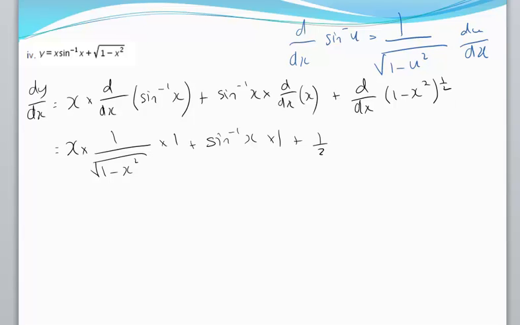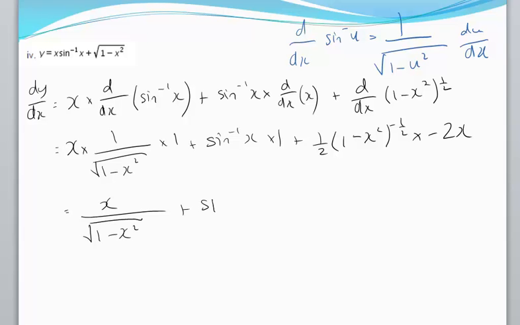a half, 1 minus x squared to the minus a half, multiplied by the derivative of 1 minus x squared, which is minus 2x. So we end up with x over the square root of 1 minus x squared, plus inverse sine of x. We'll just fix that so it looks more like a 1. So inverse sine of x, plus it's a half, so 1 at the top, 2 at the bottom, square root of 1 minus x squared, multiplied by minus 2x.